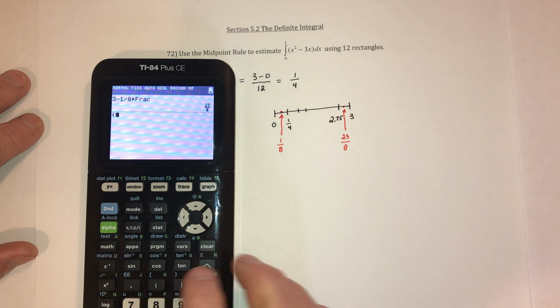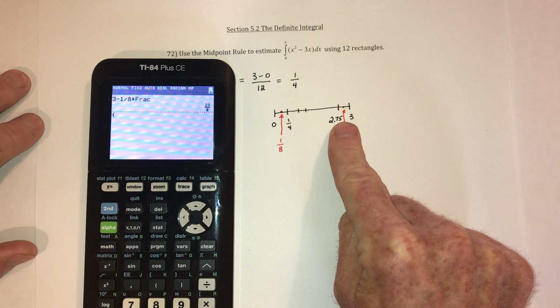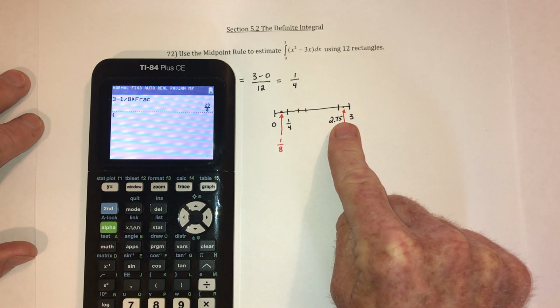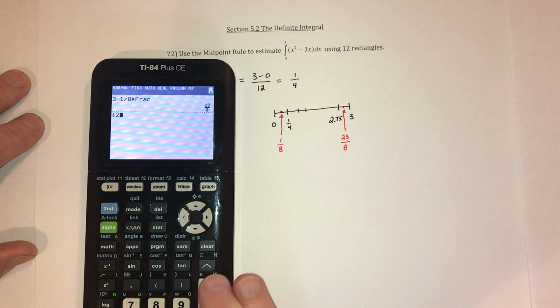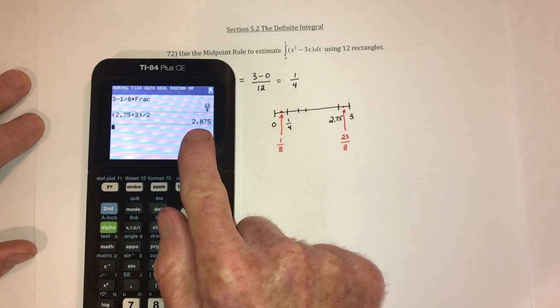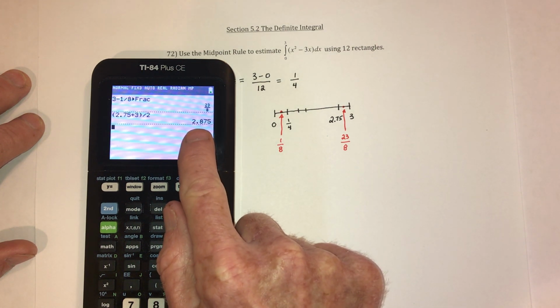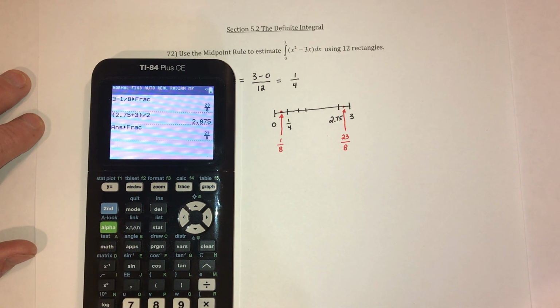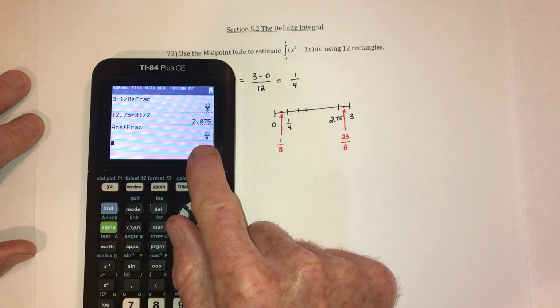Or another way to do it is take these two numbers, the 3 and the 2.75, and find the average. So add them together and divide by 2. And then you could use that decimal 2.875. Or if you change that to a fraction, it's still the 23/8.